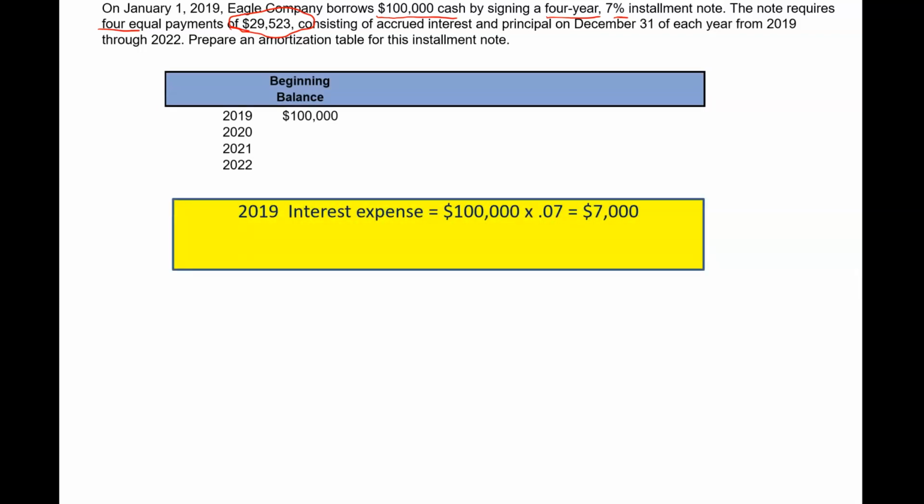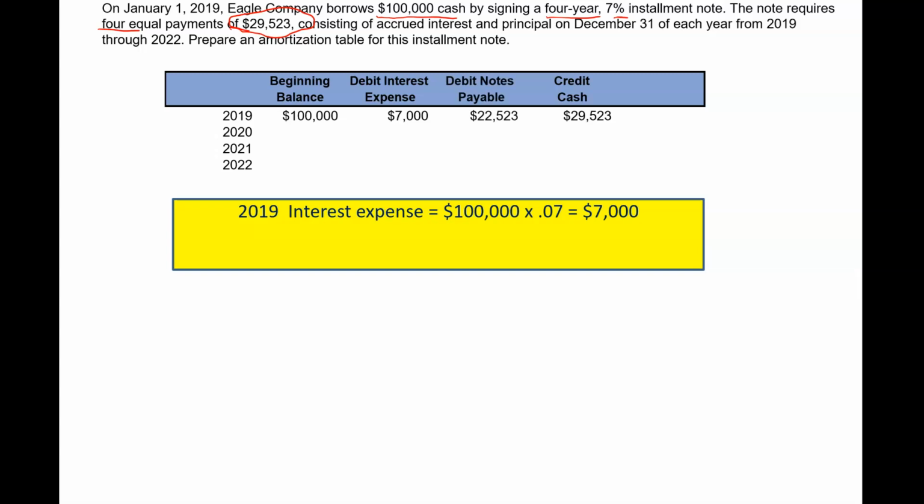Okay. The beginning balance is $100,000. The interest is 7%. So take the $100,000, multiply by the 7%, and we get $7,000 of interest for the first year. We know that the payment that we're going to make every year is $29,523, so that will be the credit to cash when we get ready for that part.